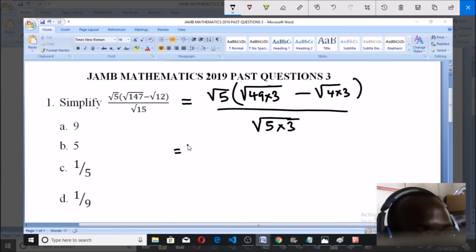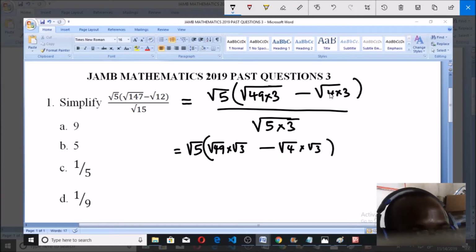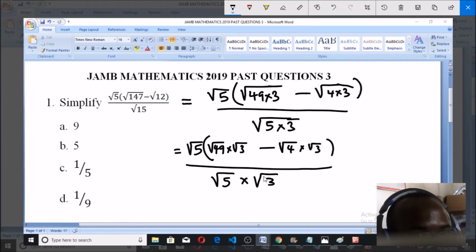So you can still have √5 into bracket. Instead of having √49 times 3, we can have √49 times √3, still the same thing, minus we can now have √4 times √3. You are just separating everything that is under the bracket. Then here we now have √5 times √3. So it's still the same thing. This is the same thing as this. This is also still the same thing as this.